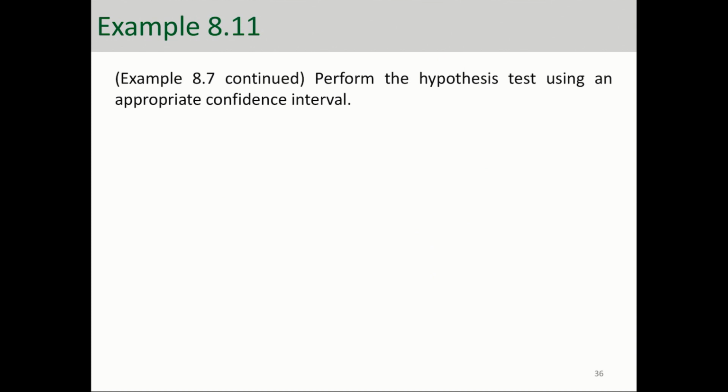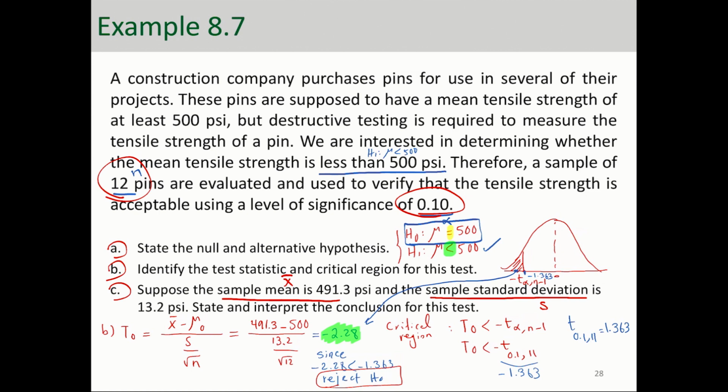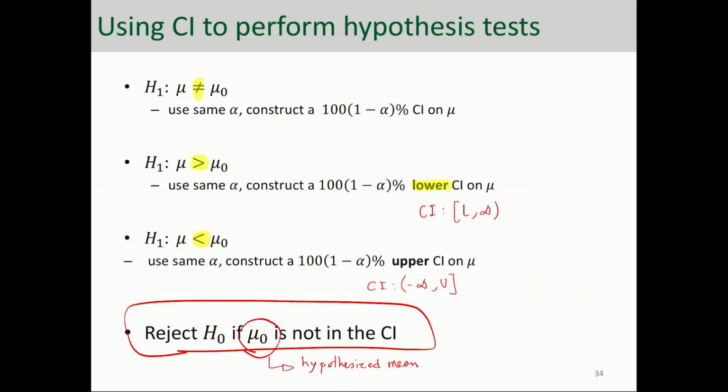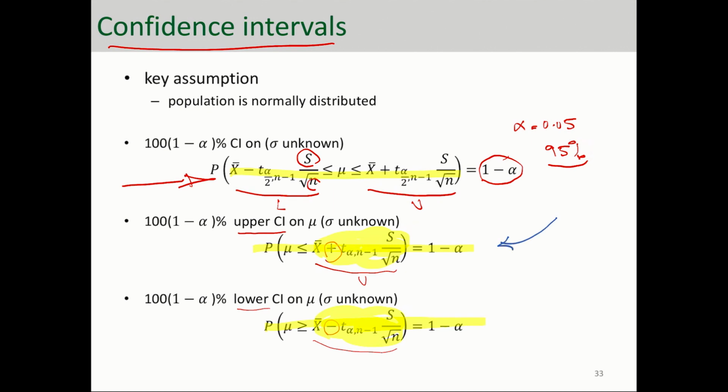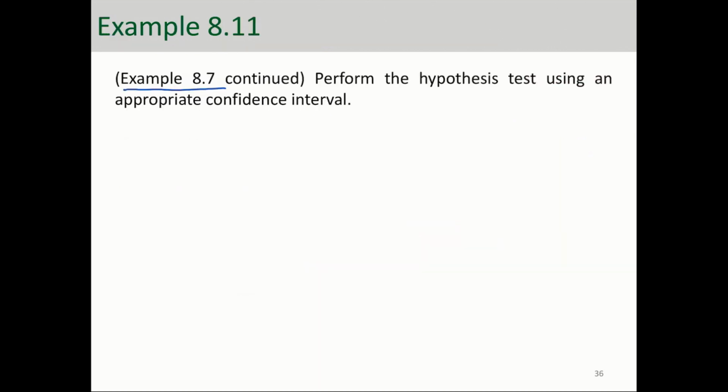So let's take a look at the second example that we had, example 8.7, and I'm going to go back to that example. This was on mean tensile strength of pins, and the hypothesis was whether mu is equal to 500 or less than 500. And this is a one-sided test of type less than. So looking at the confidence interval formulas, when you have that type of test, you have to calculate the upper confidence interval limit, which is the u, and that is here. So this is the upper confidence limit. So we're going to calculate that here.